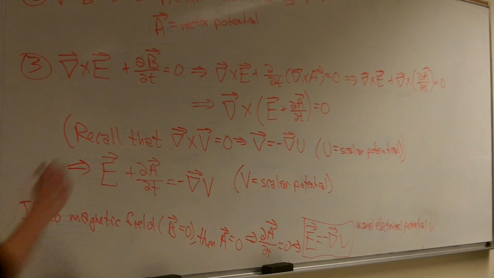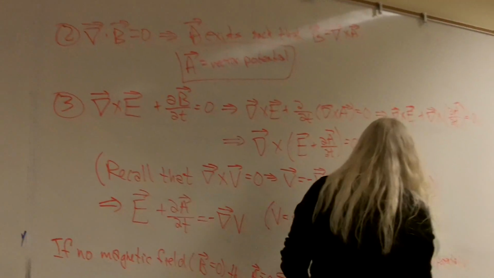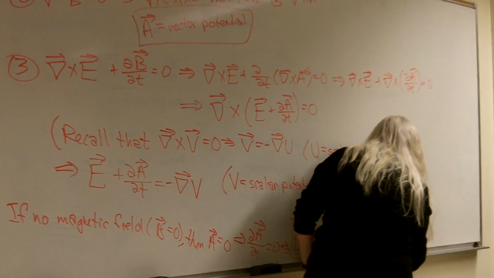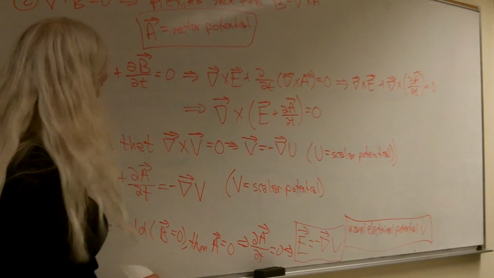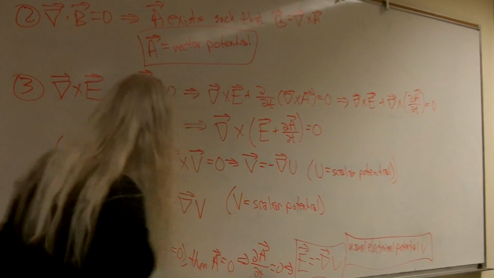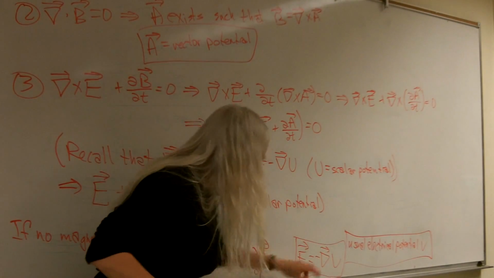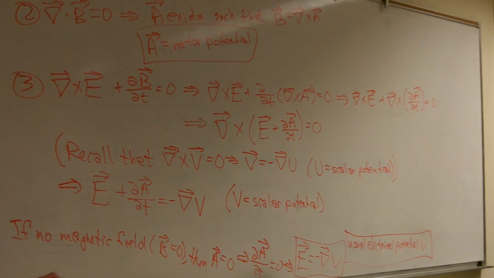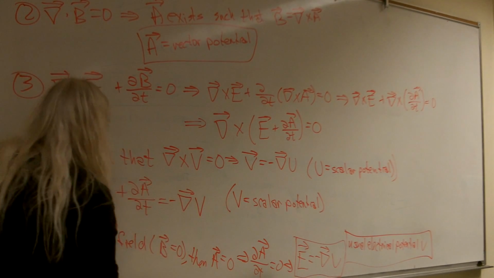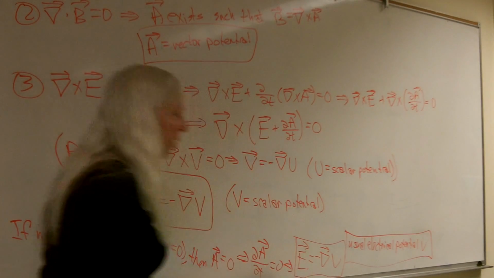Okay, so we see that there are these two potentials, a vector potential and a scalar potential. The vector potential goes with magnetic fields. The scalar potential, at least in the case where there's no magnetic field, kind of goes with the electric field. The electric field is minus the gradient of it. If there is something magnetic going on, then this equation substitutes for that one down there.